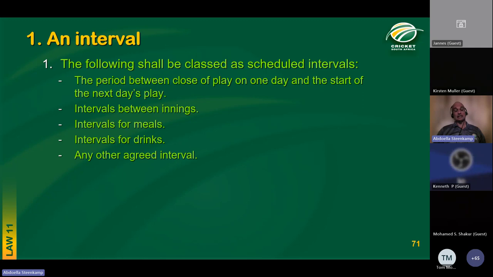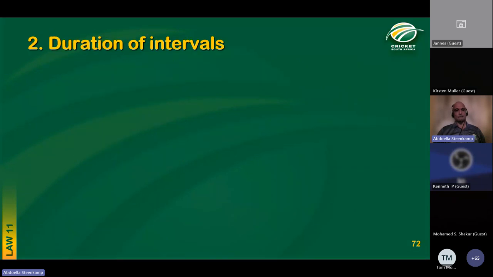Interval for drinks in Test cricket is 4 minutes. These timings are decided by the governing body of cricket for that particular competition. In South Africa, Cricket South Africa is the governing body of cricket. In the provincial competition in South Africa, they have the exact same timings as the ICC for Test Match cricket. But again, it can be any length. It just depends on what the governing body of cricket for that competition decided.